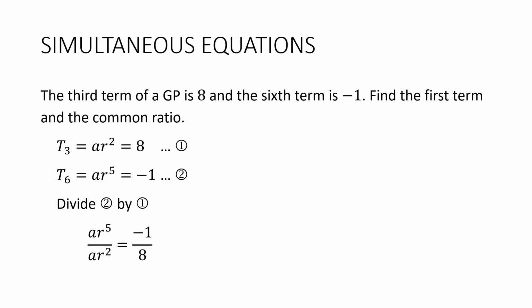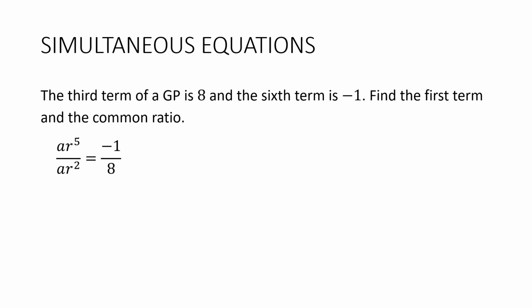And this is what we get. AR to the power of 5 divided by AR squared will equal -1 on 8. So we can cancel these A's, and R to the power of 5 divided by R squared is R cubed. The way to get rid of a power of 3 is to do the cube root of both sides. So R is equal to the cube root of -1/8, which is -1/2.